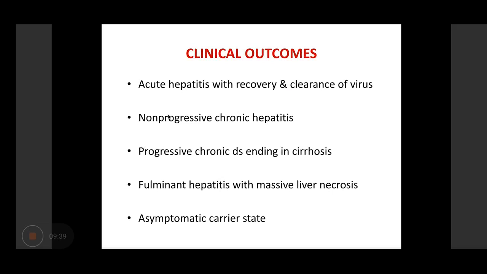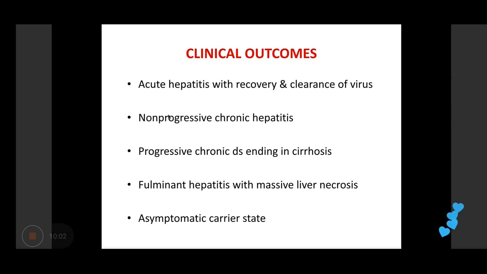These are the various clinical outcomes. Okay, so B, unlike C, can have a phase of acute hepatitis with recovery and clearance of virus, which is why it is self-limiting in some cases. It is non-progressive chronic hepatitis in such cases. But in some percentage of cases, progressive chronic disease can occur.